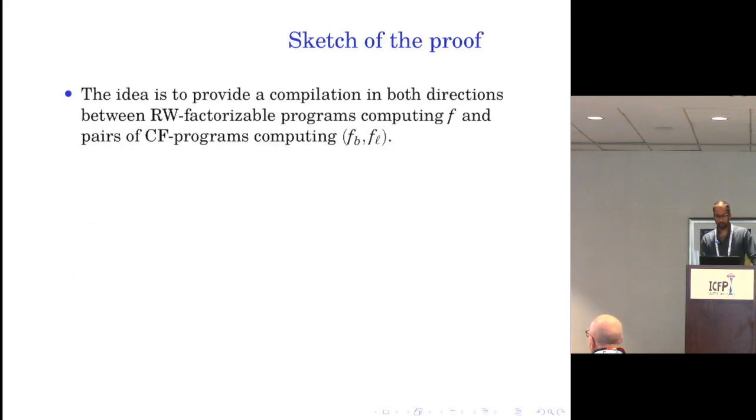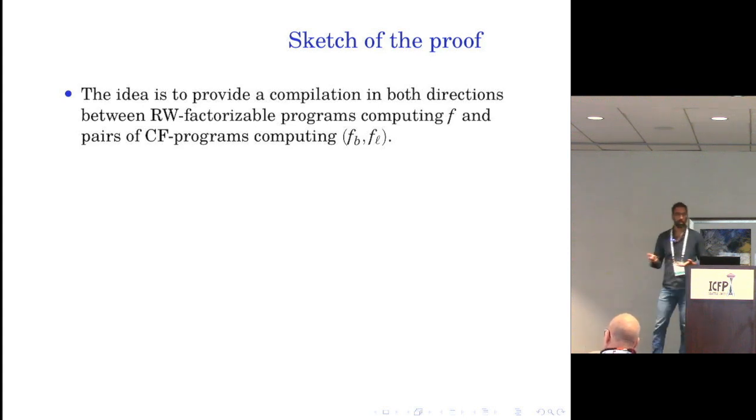Okay, so how do we show the capturing by RW-factorizable programs? Well, simply we provide a compilation in both directions between RW-factorizable programs and pairs of cons-free programs with counting modules, computing the bits and the length of the original function.